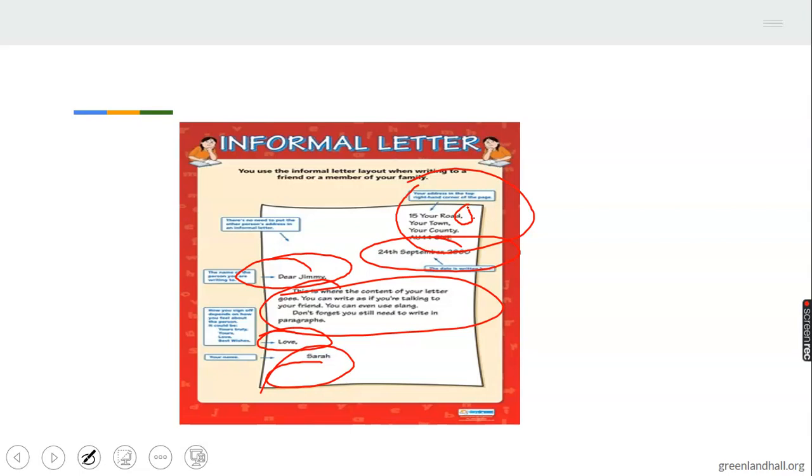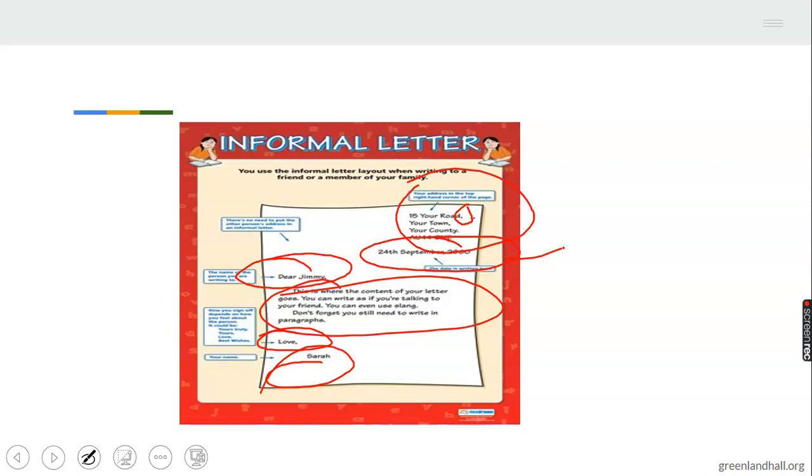Then you put the date as well. You can see the date you are writing that letter. It helps you to keep record. Then you have the salutation, who you are writing to. Dear Jimmy, or dear Margaret, or lovely Johnson, whatever the name of your friend is, or the name of the person you're writing to, you include their name.